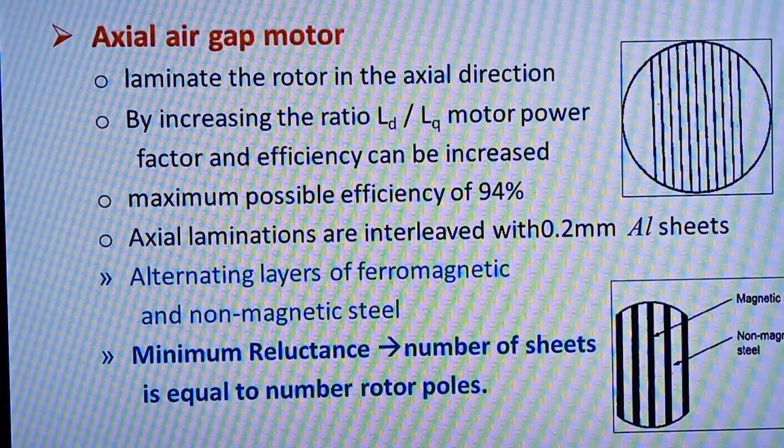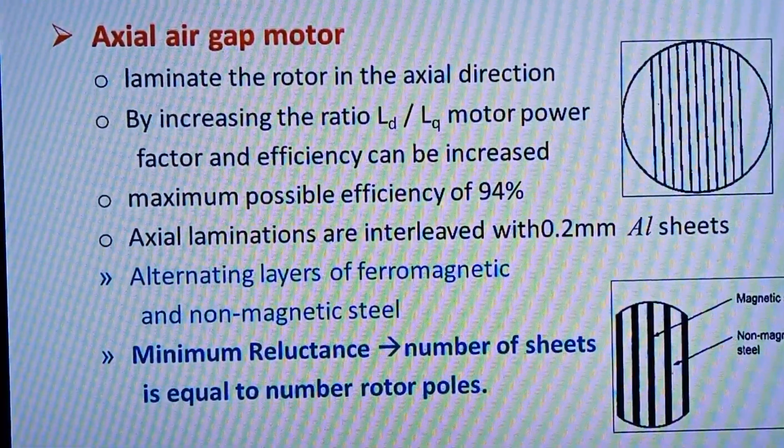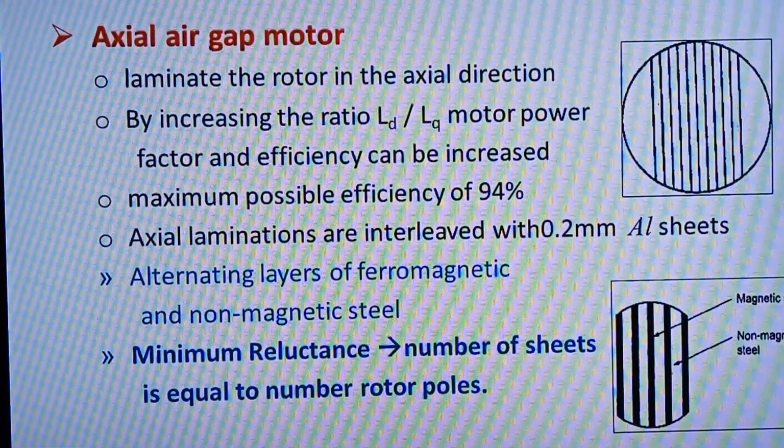Then in this rotor, ferromagnetic and non-ferromagnetic materials are used. Those ferromagnetic and non-ferromagnetic segments are placed alternately. Then by providing a number of segments equal to the number of rotor poles, we can get the minimum reluctance in this axial air gap motor.